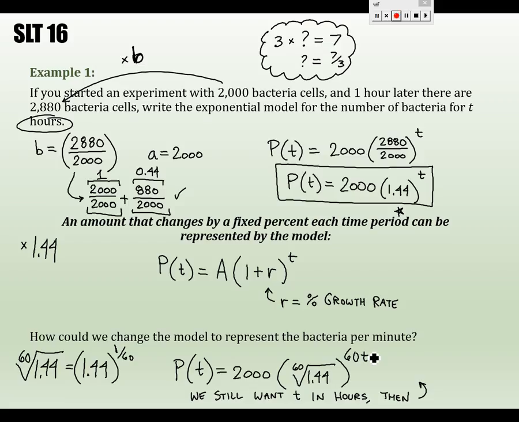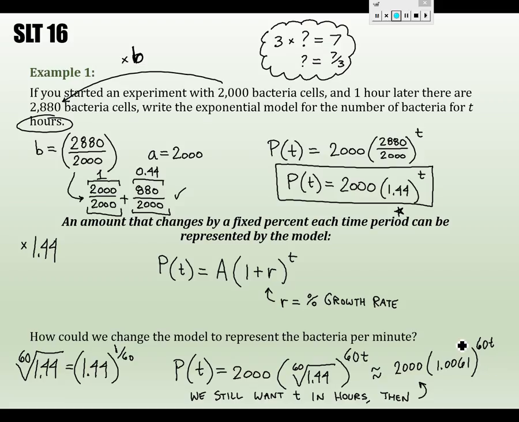By the way, I'd like to know what that is. The 60th root of 1.44. I'm going to do that on my calculator here. And I get 1.006. So I'll write this approximation here. So it's approximately 2,000 times 1.0061, say, to the 60t. So see what we've done there is we've put this in terms of t still in hours, but now we can see, just looking at the equation, what the growth rate per minute is.